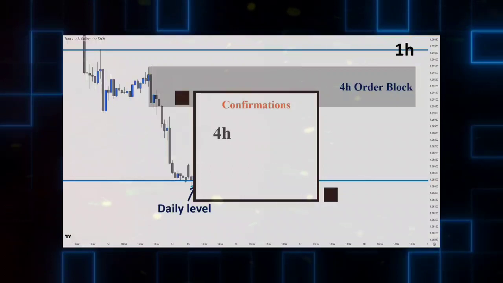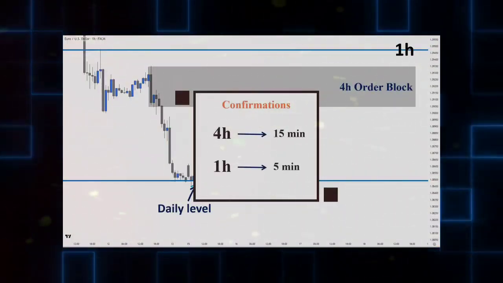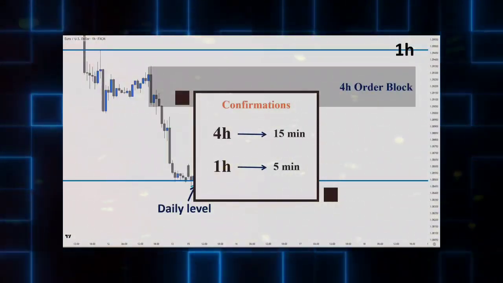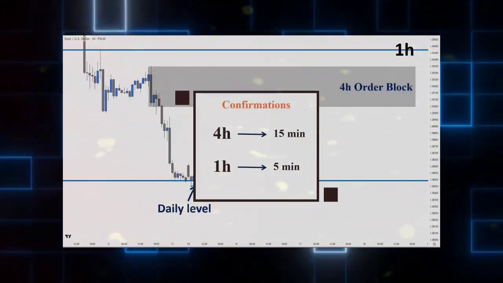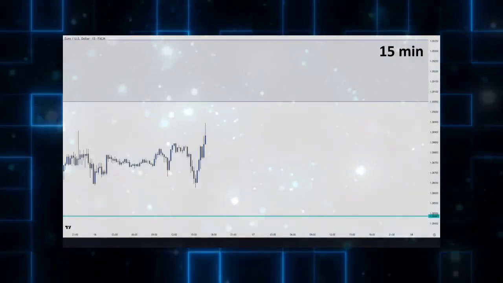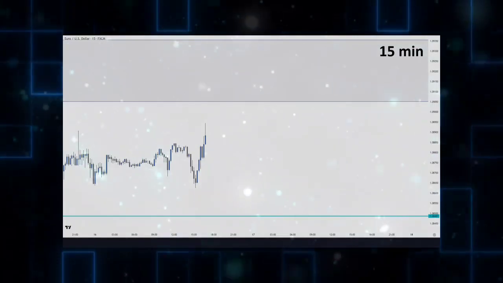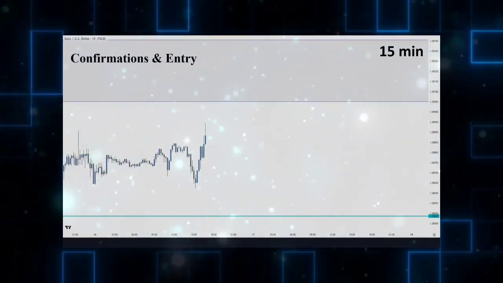It is important to note that, for a 4 hour time frame order block, we look for confirmation in 15 minutes. And for the 1 hour time frame order block, we look for confirmations in 5 minutes. So here the 15 minutes chart is the last time frame we will analyze in this process. In this time frame, we only look for confirmations and enter the positions.